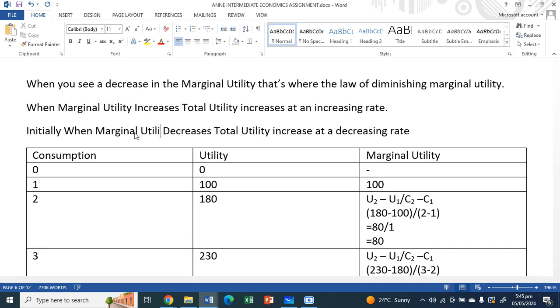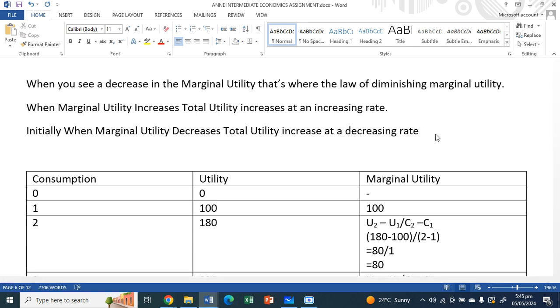Then eventually, as marginal utility starts to decrease, total utility decreases. Okay.